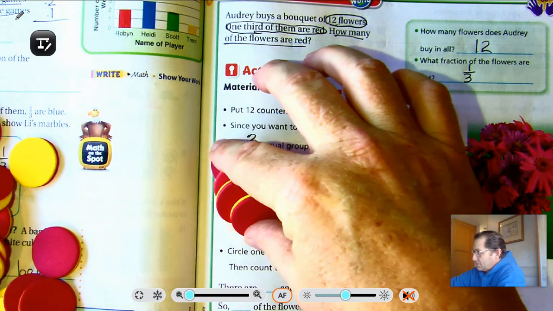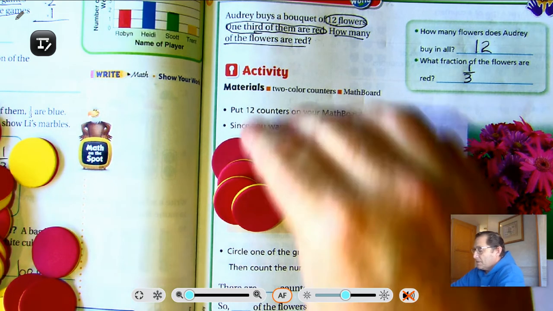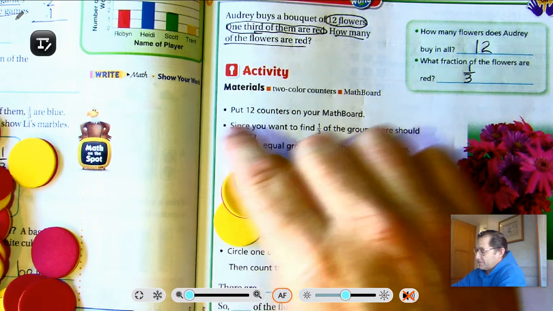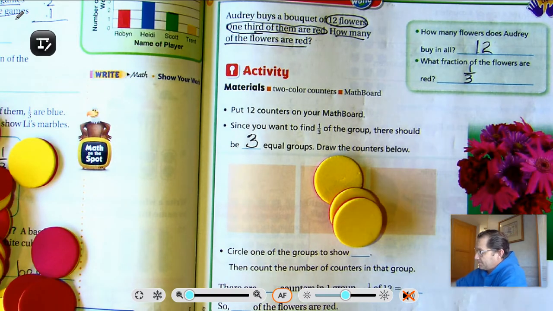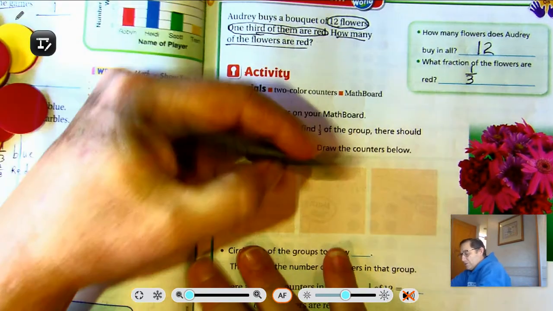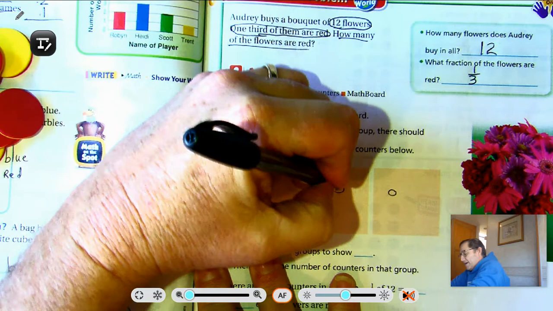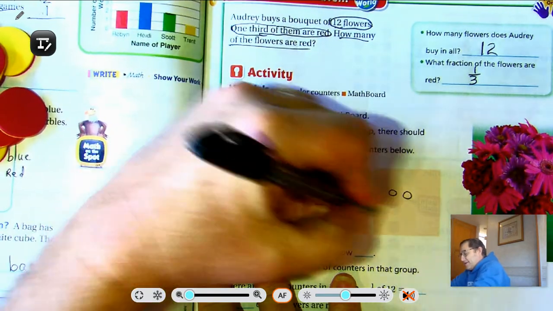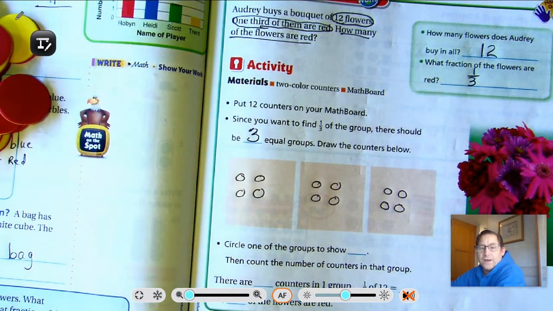So then it says, circle one of the groups to show 1/3. Then count the number of counters in that group. So we really didn't even have to do red. We could have just put 12, right? Okay, so let's try it with just using circles. All right, so let's draw our counters. 1, 2, 3, 4, 5, 6, 7, 8, 9, 10, 11, 12. All right, so we have 12 counters.